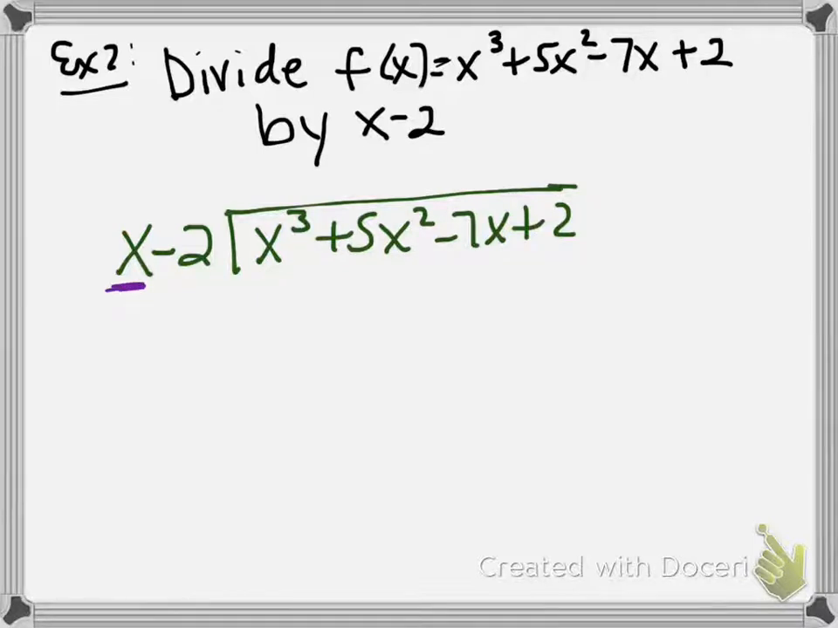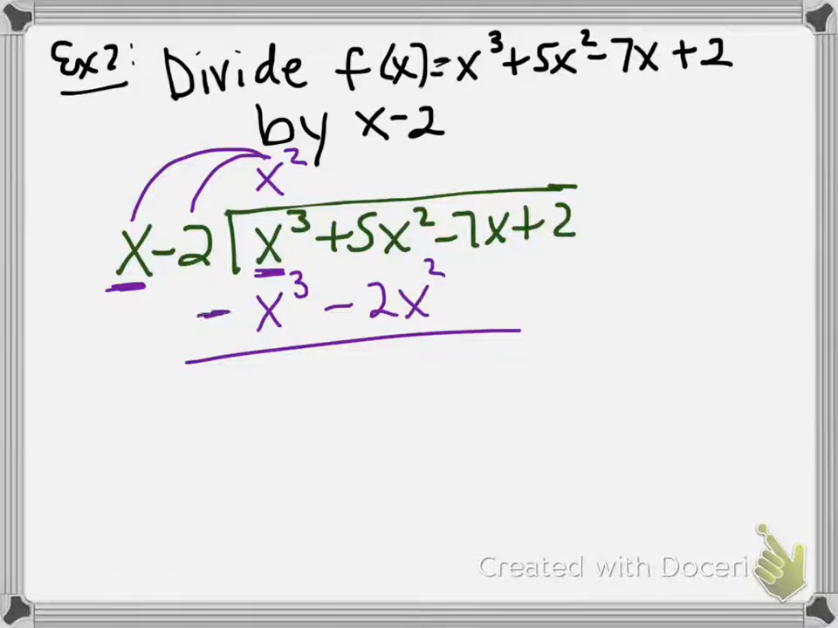So I'm going to start with the x. X times what gives me x cubed? And that's going to be x squared. X squared times x is x cubed. X squared times negative 2 is negative 2x squared. And then let's subtract. X cubed minus x cubed is going to cancel. 5x squared minus negative 2x squared, the two negatives become plus, so that's 7x squared. And then the next term doesn't have anything to subtract, so I'm going to bring it down.